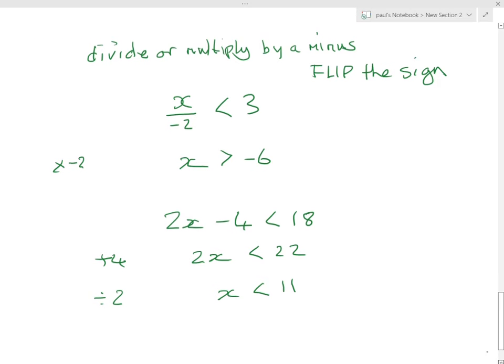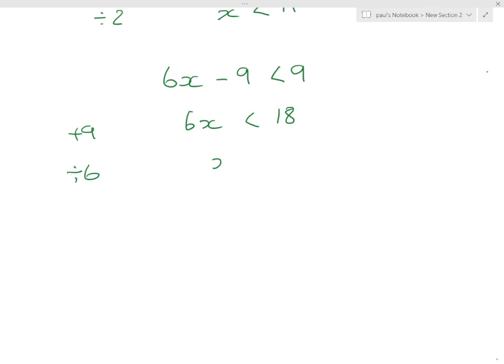And some more. Well, we can't get enough of these, can we? 6x minus 9 is less than 9. So we're going to add 9. So that leaves 6x. Add 9 cancels that out. That makes 18. And then divide by 6. So x, 18 divided by 6 is 3.